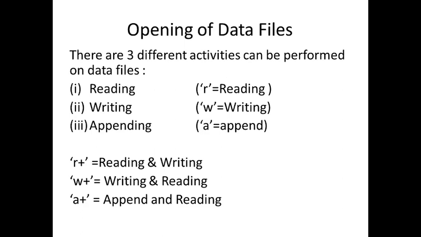r is first, then plus, so reading, and the additional one is writing. Another option is w plus, which means writing, and the additional option is reading. So plus means one more option. And a plus means append, plus reading as well, because append and write are mostly the same type. So a plus means append and reading.